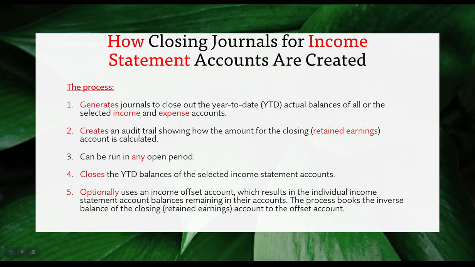You can optionally use an income offset account, which results in individual income statement account balances remaining in their accounts. The process will book the inverse balance of the closing, which is the retained earnings account, to the offset account. Again, when you run this process, you can specify the retained earnings account, and the system will move the expenses and revenues to this account.